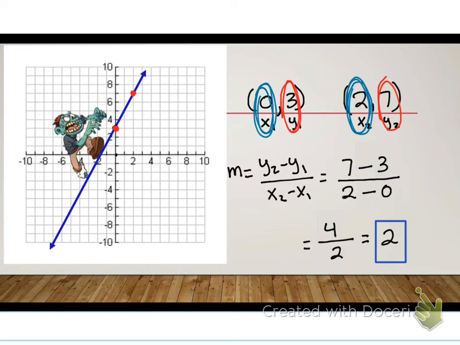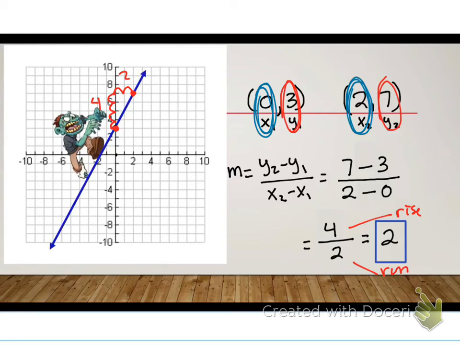If we wanted to check our work, this is our rise over run. If we went from this point and rose 4, 1, 2, 3, 4, I know I rose 4 and I ran 2. So it'll be rise over run, 4 over 2, which is 2.